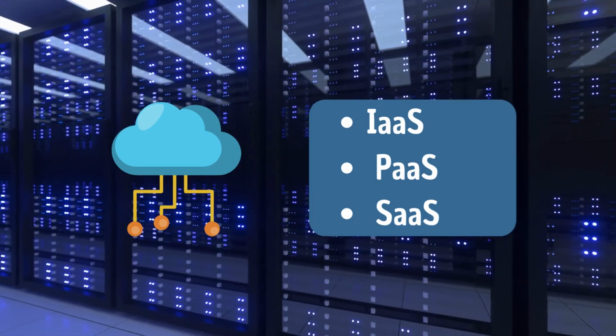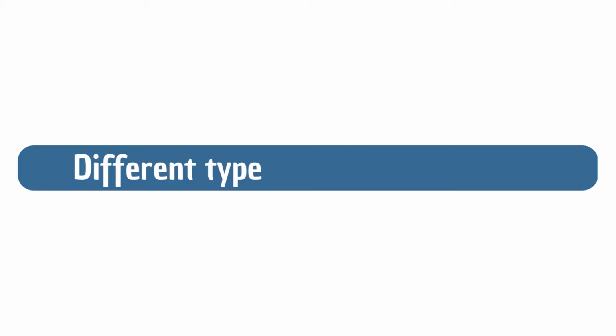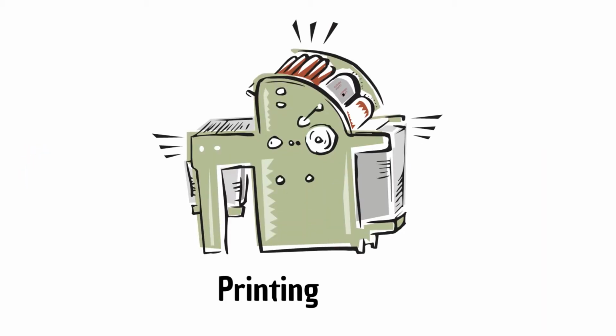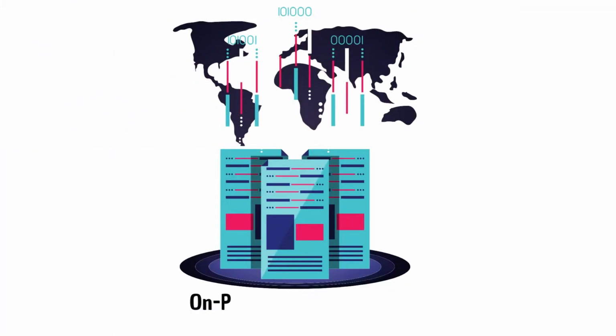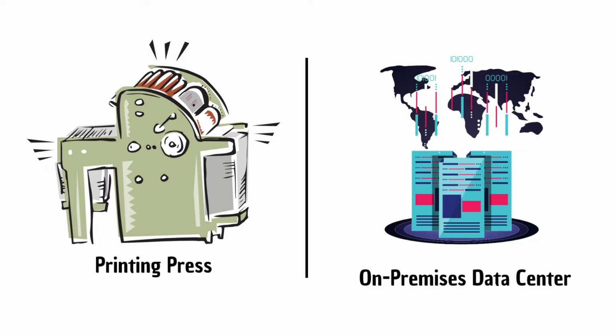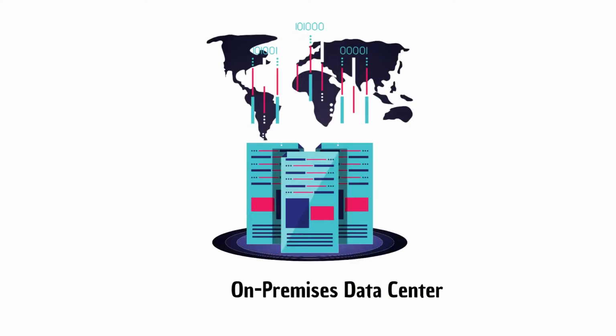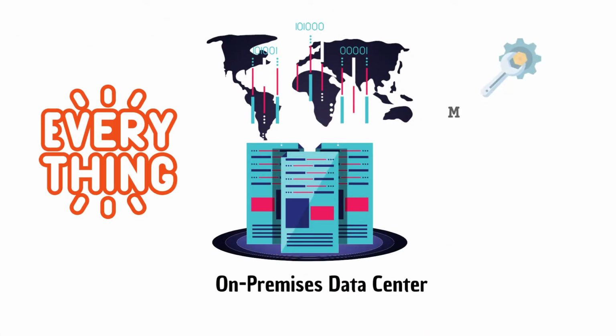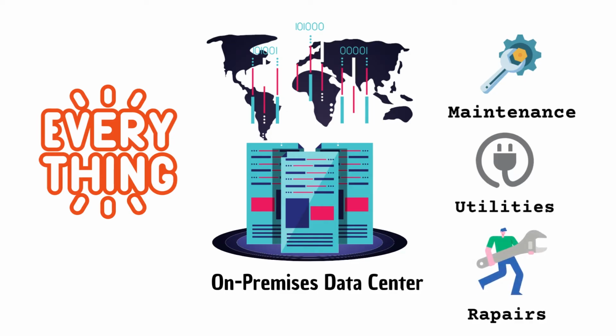Let's find out. It is useful to think about different cloud services using an analogy. Let's think of an example of a printing press. In a traditional approach, every organization has its own data center, which is similar to owning a printing press where you are responsible for everything, including maintenance, utilities, and repairs.